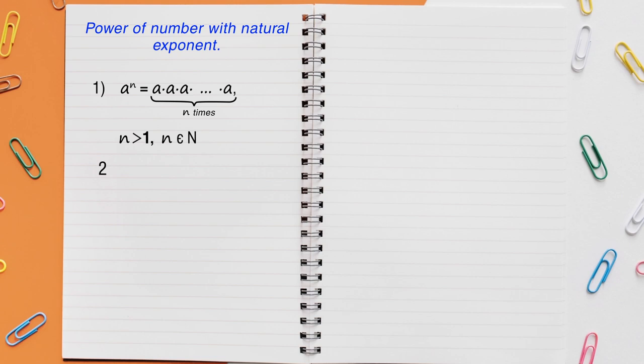For example, 2 multiplied by itself 5 times can be written as 2 to the 5th power. The power of a with an exponent 1 is equal to a. Any number other than 0 to the power of 0 is equal to 1.